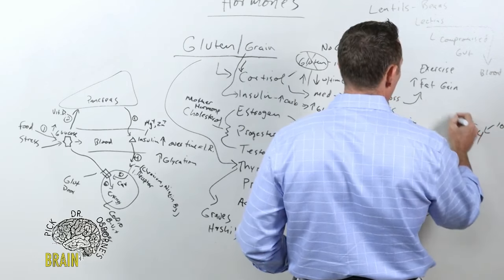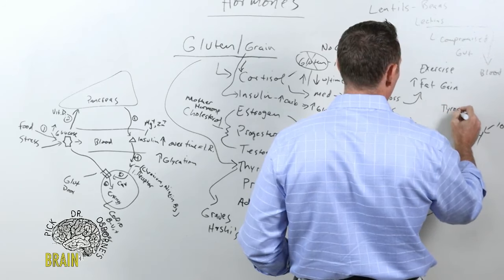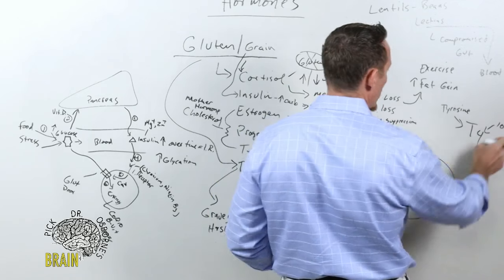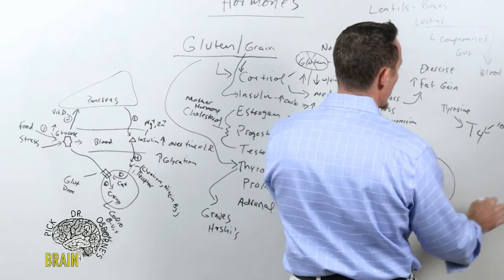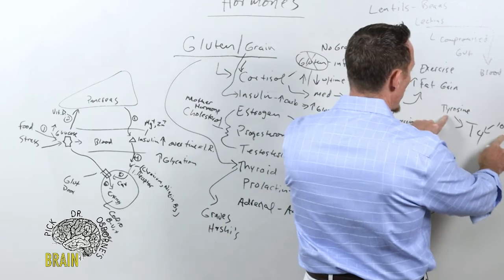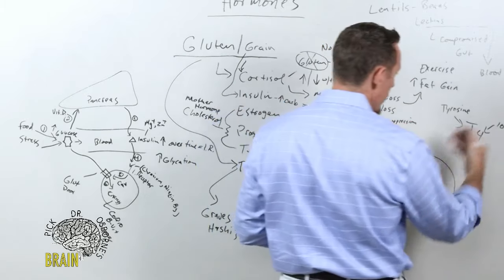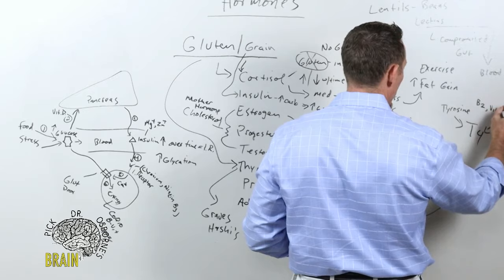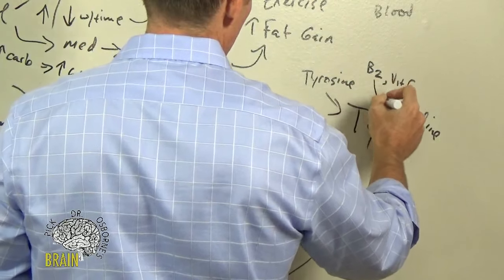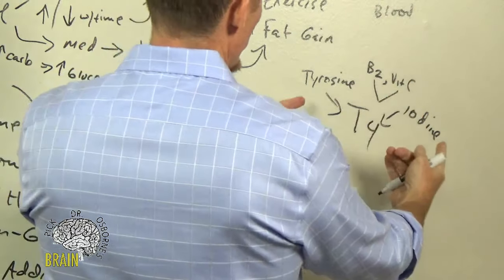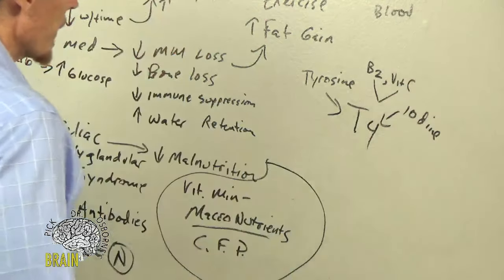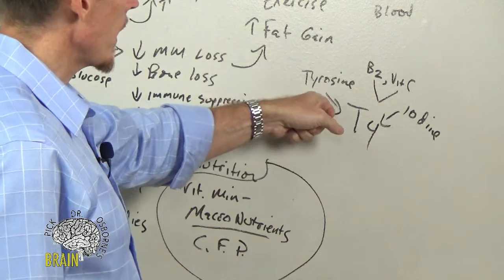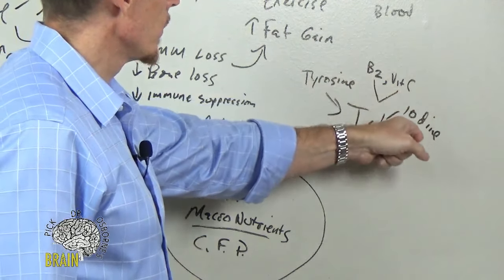The T is tyrosine, which is an amino acid. And so some people don't get enough tyrosine in their diet. Some people don't get enough iodine in their diet. Your body will take tyrosine and 4 molecules of iodine, and it will put them together. Now, to do that requires vitamin B2, and it requires vitamin C. So you need vitamin B2, and you need vitamin C to build T4. Okay, so a lot of times when T4 is low, it's because you don't have one of these nutrients.